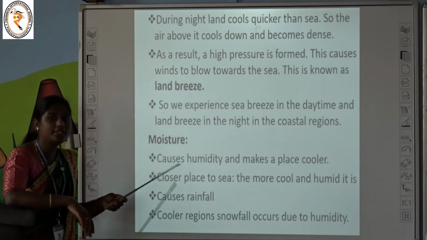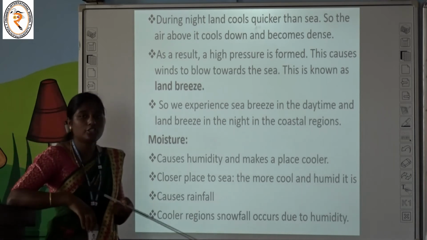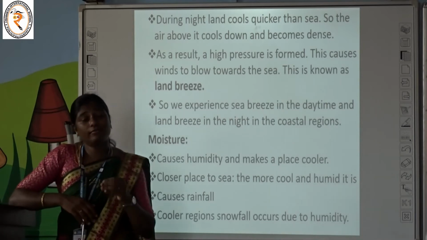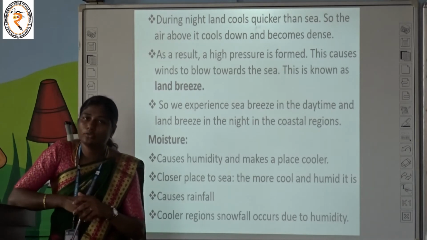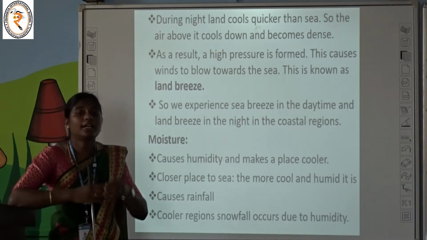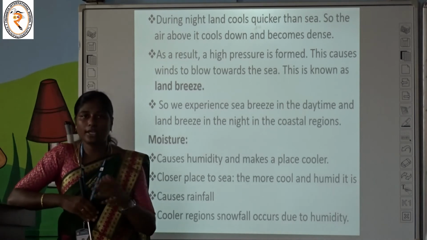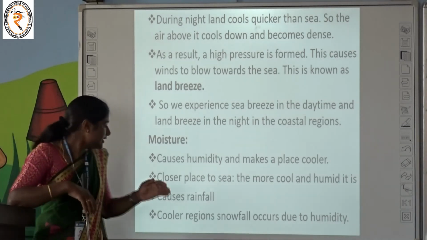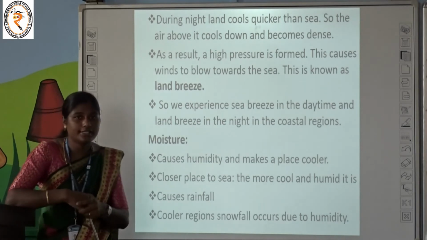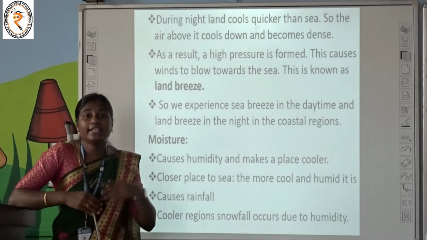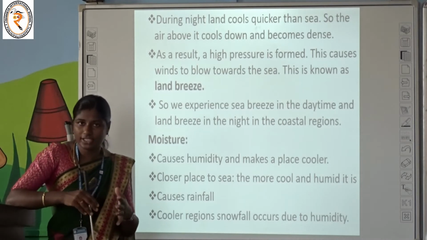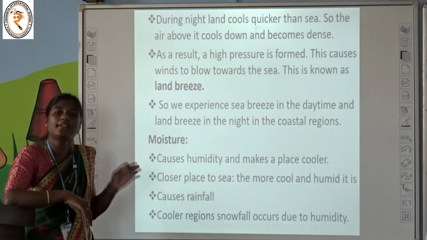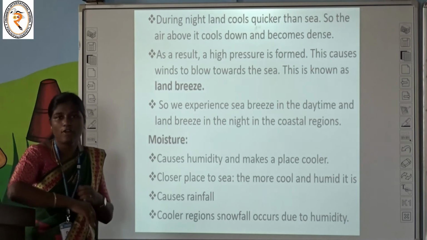Understood children? So, what is moisture? The water vapor present in the air which causes humidity and makes the air very cool. And the cool air will bring rain to a certain place. The coastal areas, near the sea, will get a cooler breeze, that is the humidity, and get rainfall soon. And the next one is the cooler regions like mountains, the hill stations such as Ooty and Kodaikanal. Those regions will get snowfall during the winter season because the humidity in the air increases. So this is the reason why snowfall occurs.